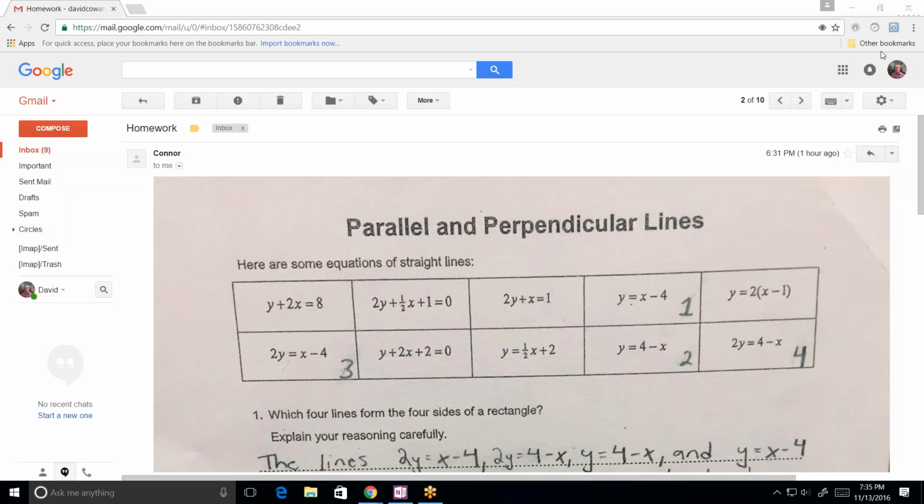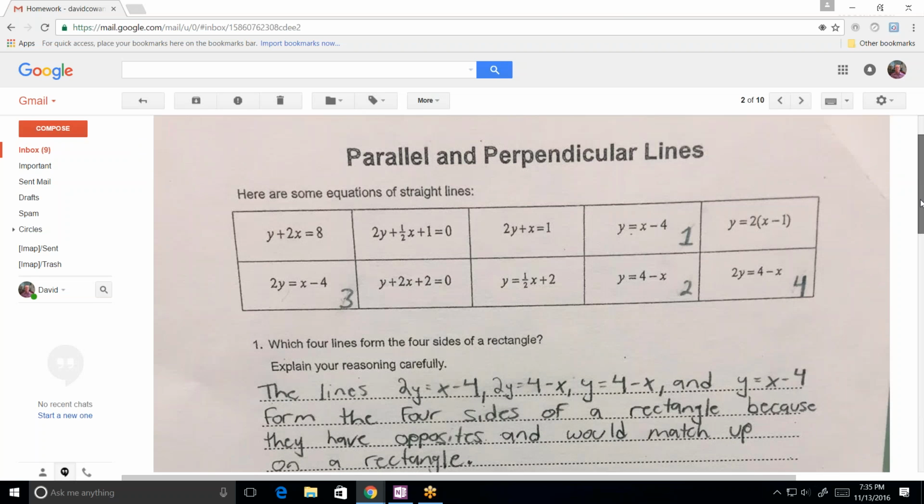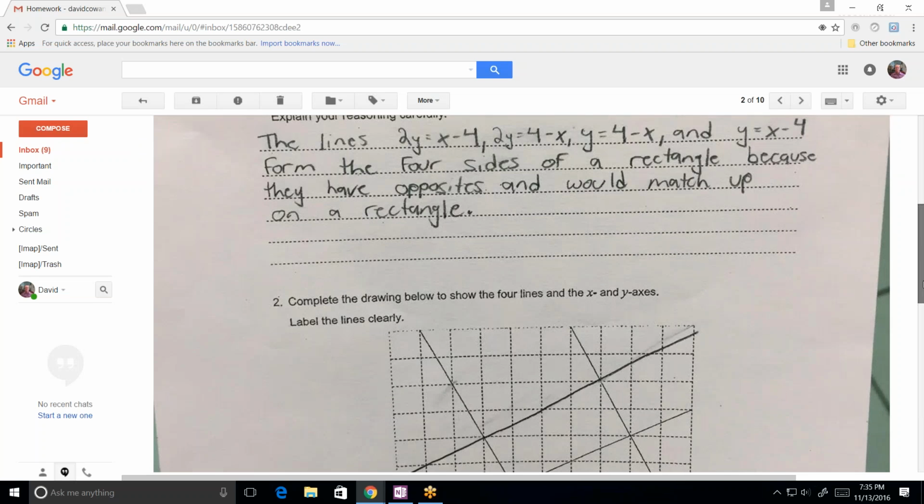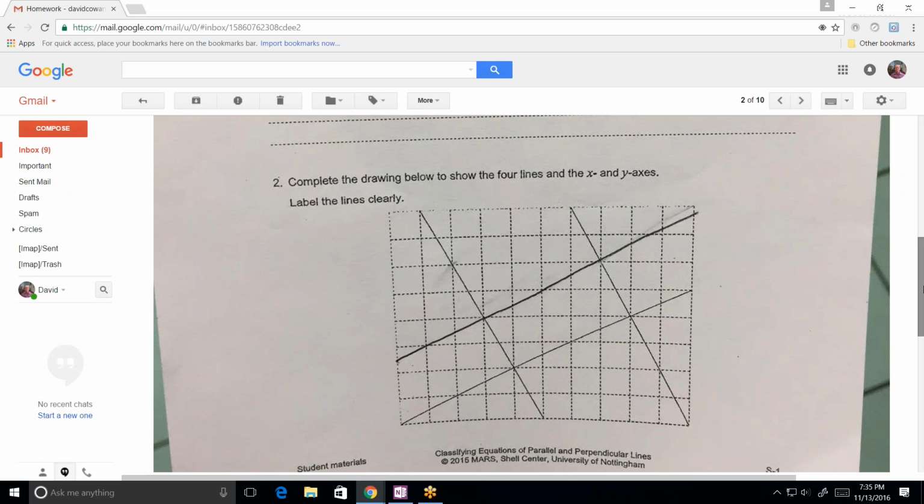Let's talk about what they are talking about here. Best way to do that is to go down and look at number 2. There are 4 lines there that form a rectangle. It's not a horizontal or a vertical rectangle. It's kind of a slanted rectangle. How would you know that's a rectangle? What would have to be true?